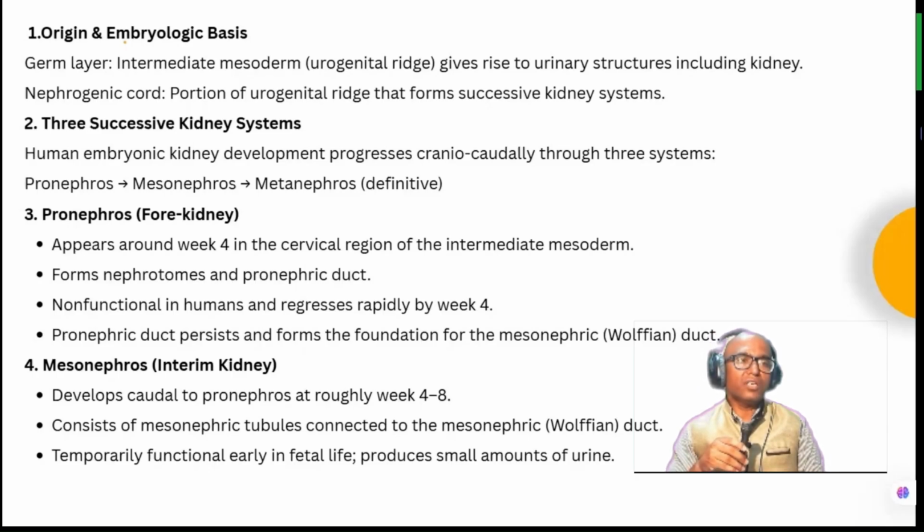The pronephric duct persists and forms the foundation of the mesonephric duct. Then second is the mesonephros or middle kidney. It develops caudal to the pronephros at roughly 4 to 8 weeks. It consists of mesonephric tubules connected to the mesonephric duct, that is the Wolffian duct, and is temporarily functional. Early in fetal life, it produces small amounts of urine, but this also regresses.